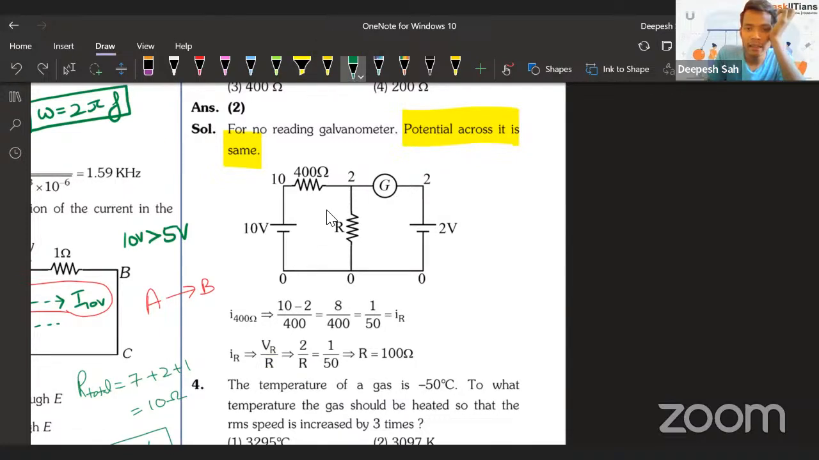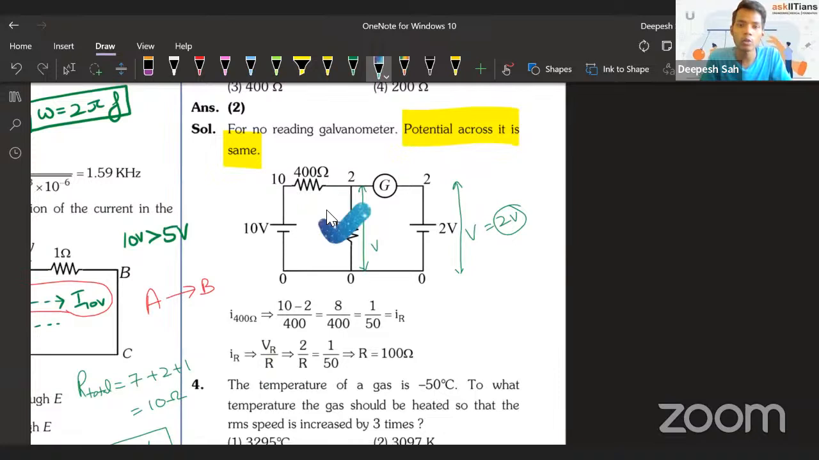So basically, when I'm saying that there is no current in this part, then we can say that the potential here and potential here will be the same, which is equal to 2 volts. So this branch will also have 2 volts of voltage, and of course resistance is R. So I will do 2 by R, and the value of current is 1 by 50.